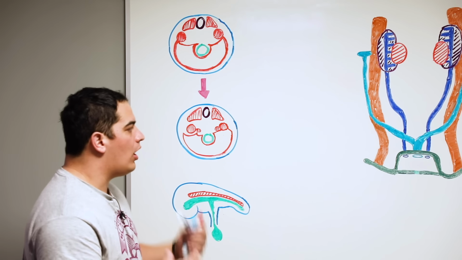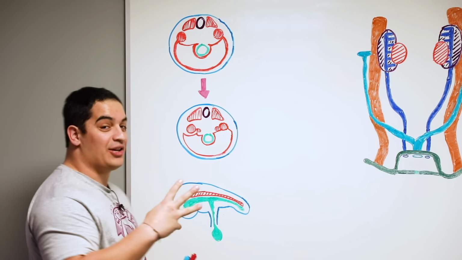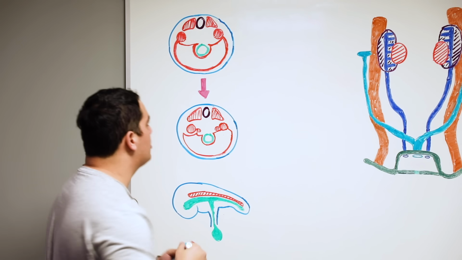All right, Ninja Nerds, when we talk about the development of the reproductive system, we have to remember from what germ layer this actual reproductive system develops. Do you guys remember? It's the mesoderm. But let's even be more specific.